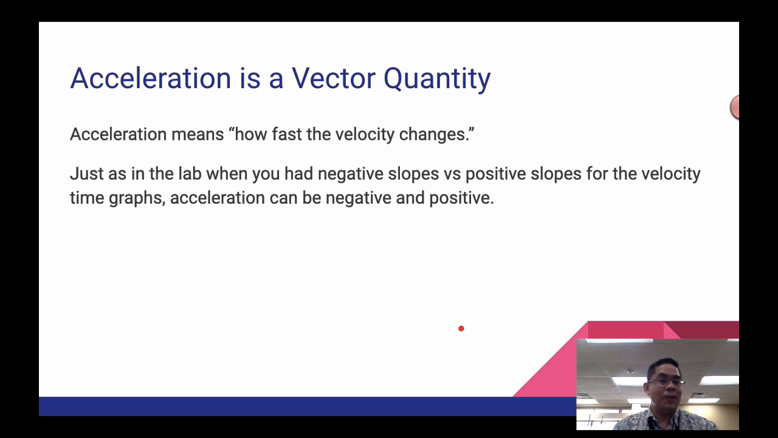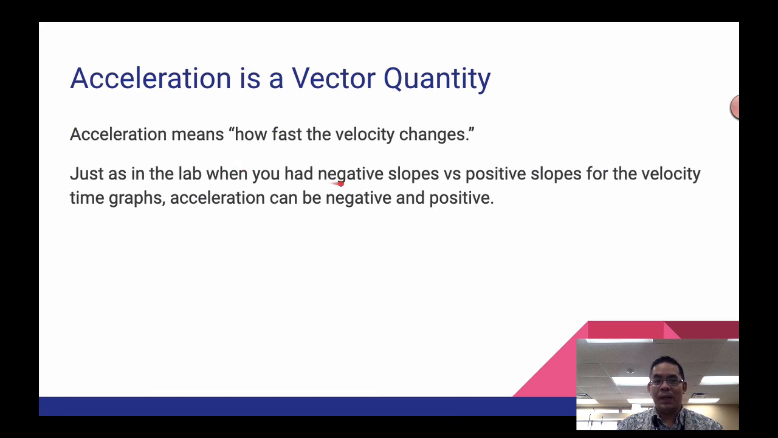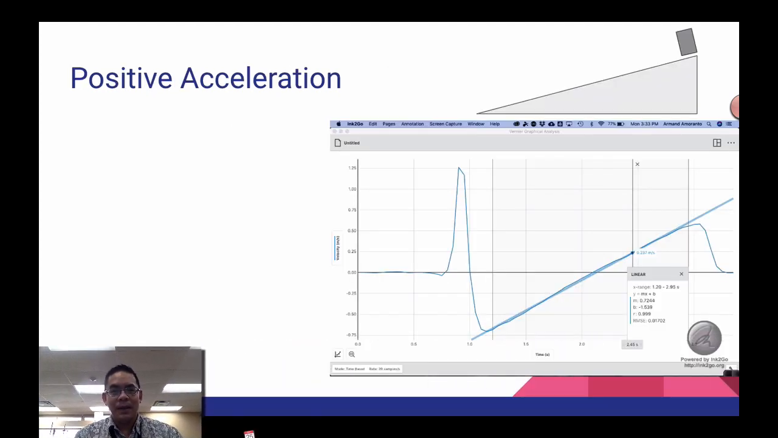Now, acceleration is a vector quantity. It means how fast the velocity changes. And just as in the lab, you had negative slopes and positive slopes for velocity, acceleration can be negative and positive, which means there's a direction to it. It either has a positive acceleration or negative, and a lot of times we use to the right being positive and to the left being negative, but depending on where you locate your motion detector can determine which way is positive and negative.